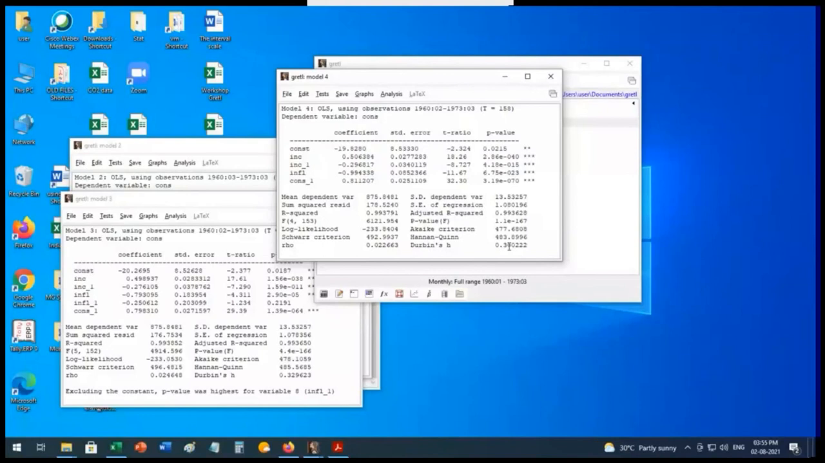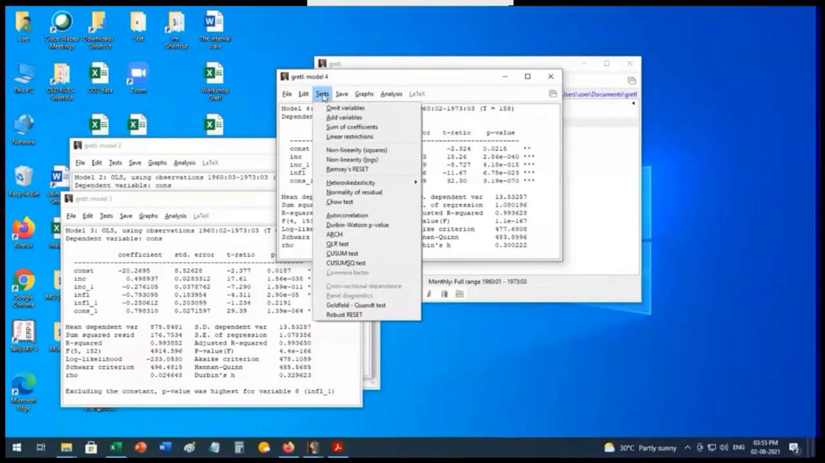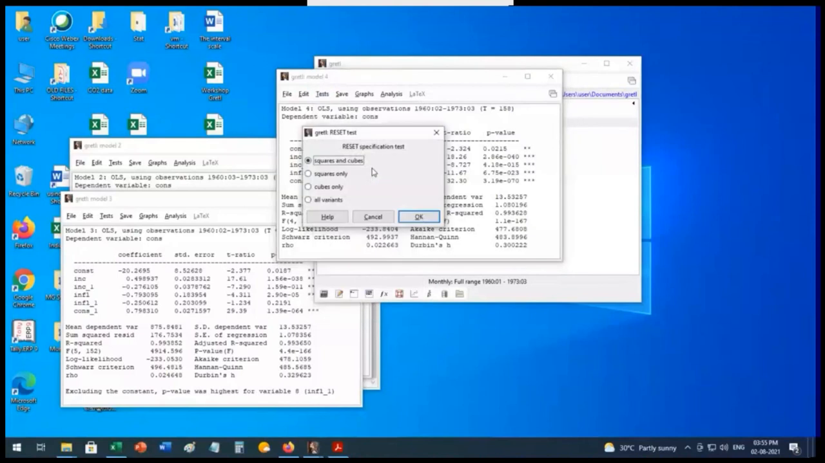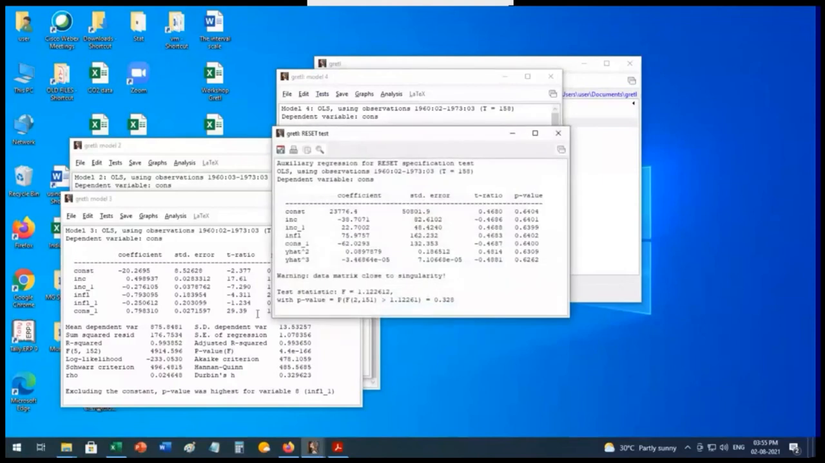Anyway, let us see other cases. Go to the test. We start with Ramsey's RESET. Earlier we had a problem with Ramsey's RESET. Click OK. And what is the probability? The last line, the probability is 0.328. That is greater than 5%. Now there is no specification problem.